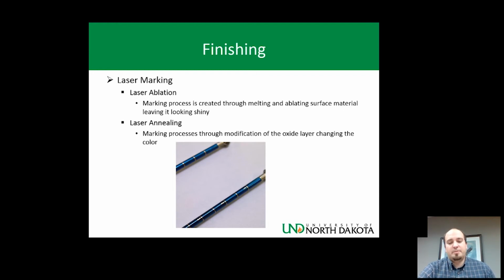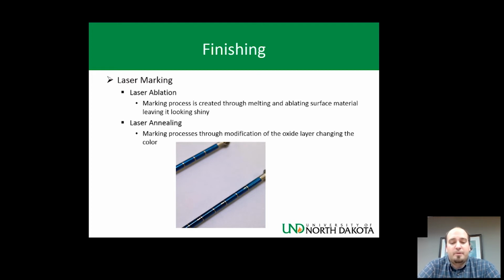Laser marking of SMA components is common practice. Examples of laser marking applications include visual indicators such as depth marks or labels, manufacturing lot numbers, or even QR codes and company logos. There are two different modes of laser marking, which include ablation and annealing.